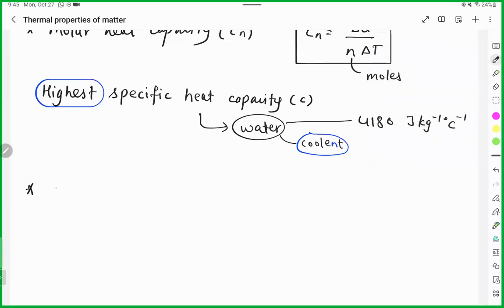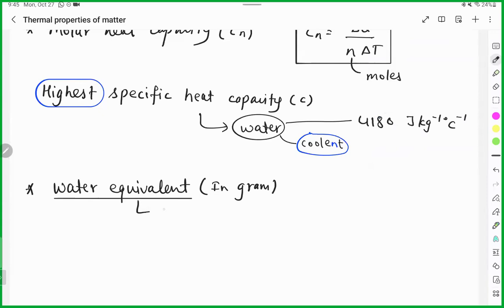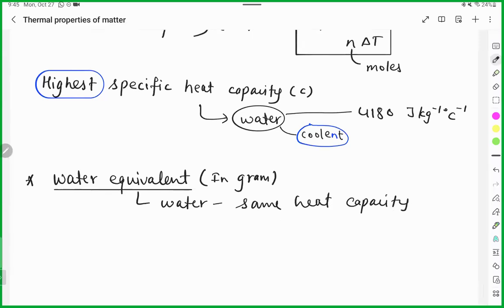Chandana, what is the water equivalent? The mass of water that is almost equal to the given body, the water that has the same heat capacity as the body. Yes, so it is the water that has the same specific heat capacity.